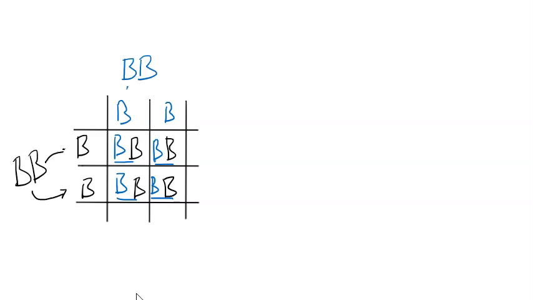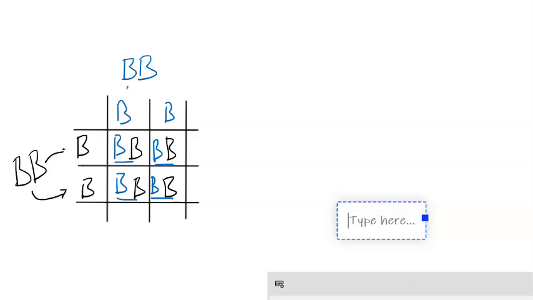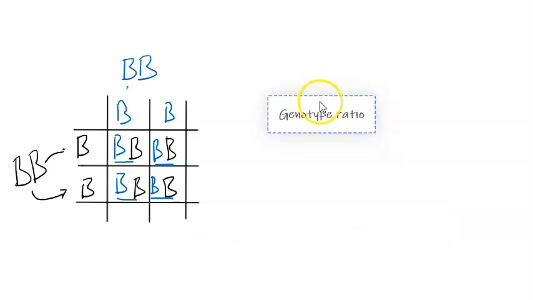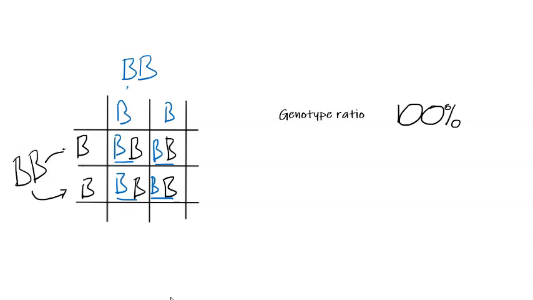So there's a 25% chance that we could have capital BB, capital BB, capital BB, capital BB. And so we add them all together, and we can easily see that in this situation, the possibility of us getting an offspring that has capital B, so blue eyes, is actually 100%. There's no other possibilities. So the genotype ratio is, in this case, we're going to say 100% BB.